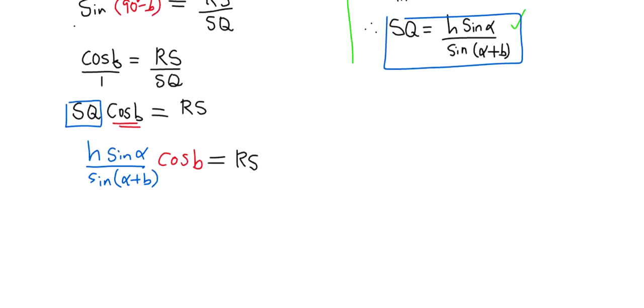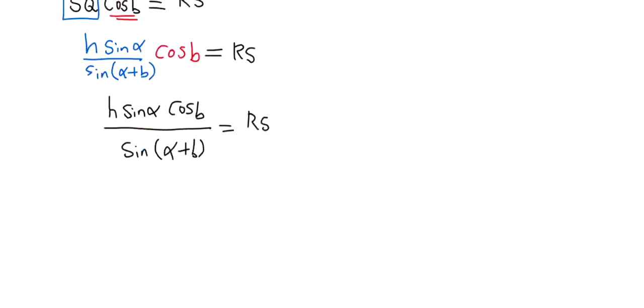Now everything is fine. Then remember, when you write it properly, that will be H, the sine of alpha, cos beta, divided by the sine of alpha plus beta, is equal to RS. So now we can write it properly. Therefore, RS is given as H, the sine of alpha, cos of beta, all over the sine of alpha plus beta.